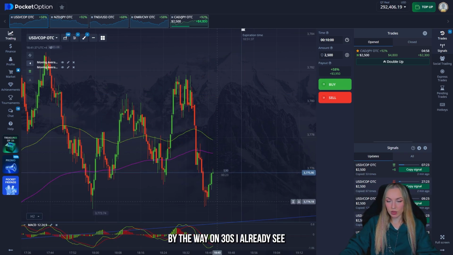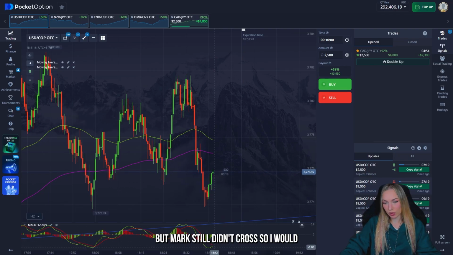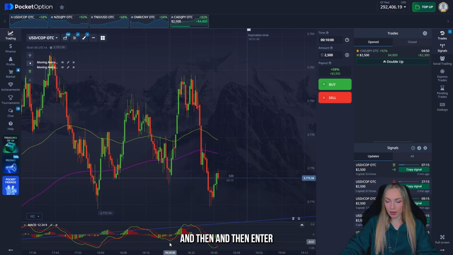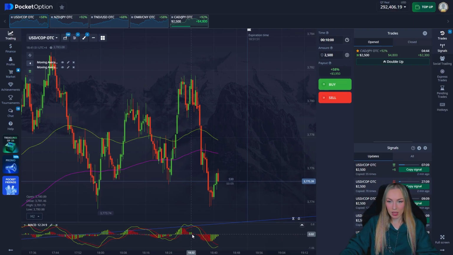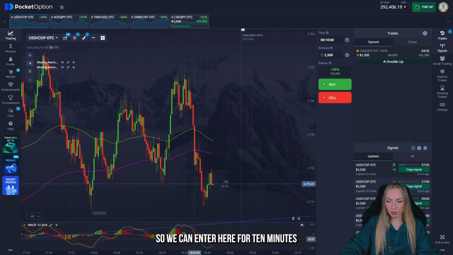By the way, on 30 seconds I already see green candles, but MACD still didn't cross. So I would wait a little bit more and then enter. And here, by the way, we can see that we got the signal at 26 minutes and it started to go down at 34. So we can enter here for 10 minutes around that time.